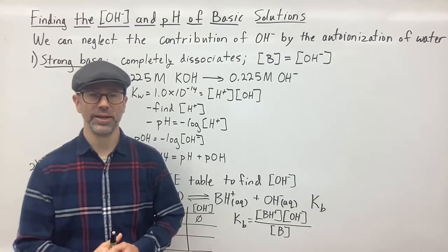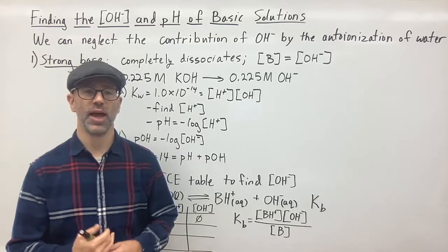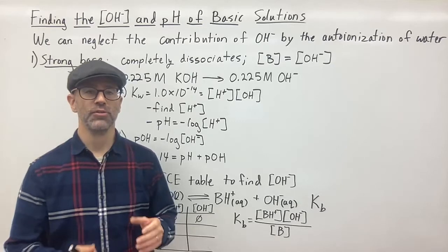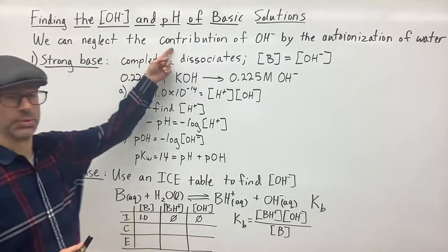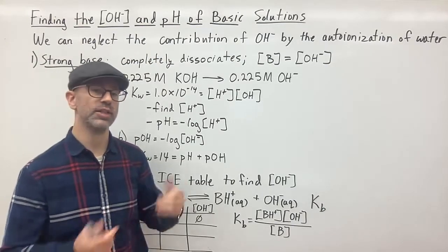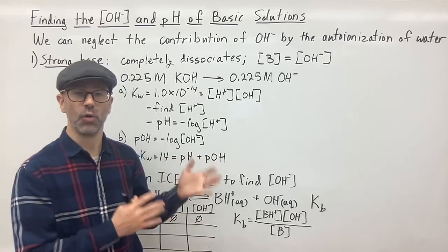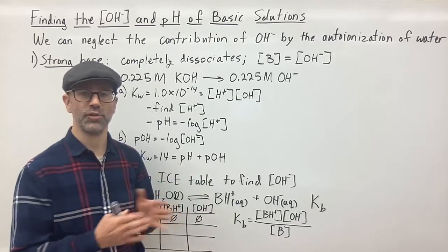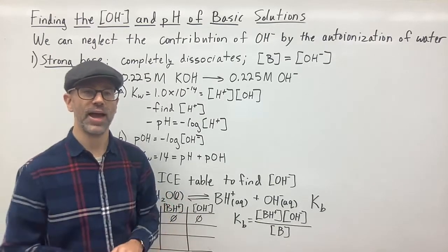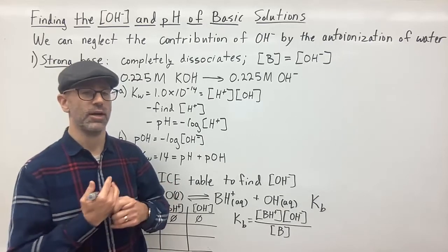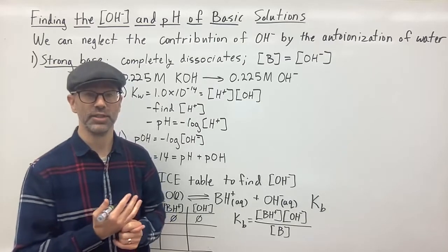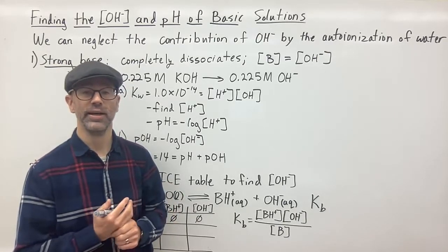This is very similar and analogous to what we did when we found the H plus concentration and the pH of your acidic solutions. Again, we can neglect the contribution of the OH minus by the autoionization of water, just like we could neglect or ignore the contribution of H plus, or the hydronium ion, from the autoionization of water as well. So we ignore that, with the exception of if the base is very dilute, then we may have to consider that. So all those conditions apply as well.